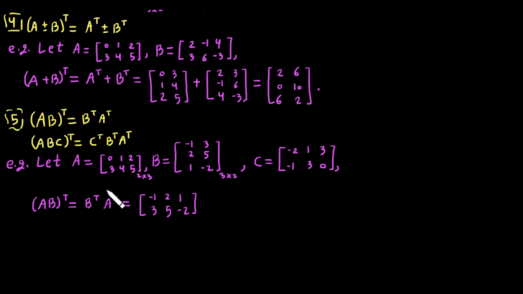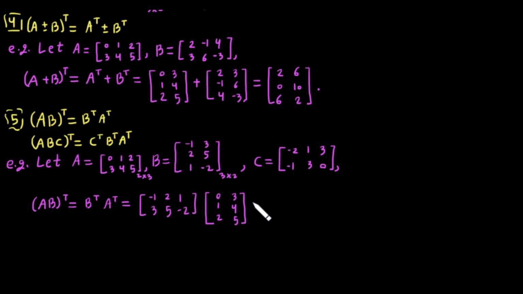And here, A transpose, which is this one. So I will write it like this, because the size here is 2 by 3, here the size has to be 3 by 2. So this row will become a column, so 0, 1, 2, 3, 4, 5. So this is how to find the transpose.